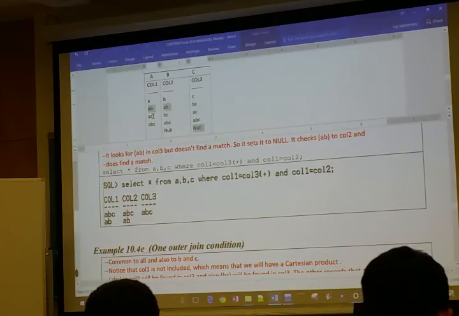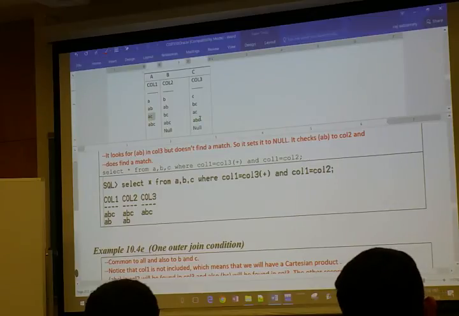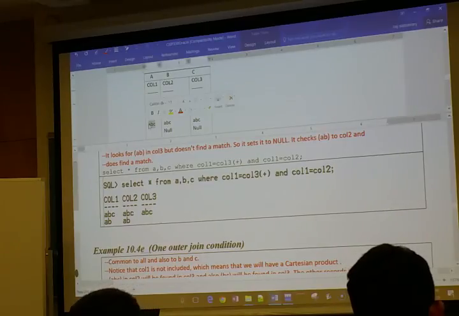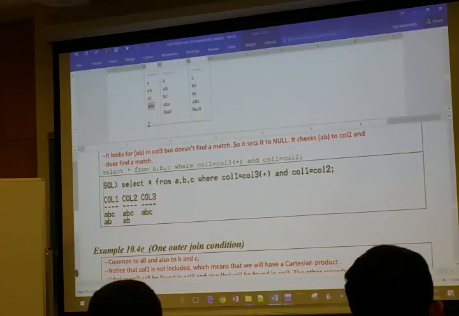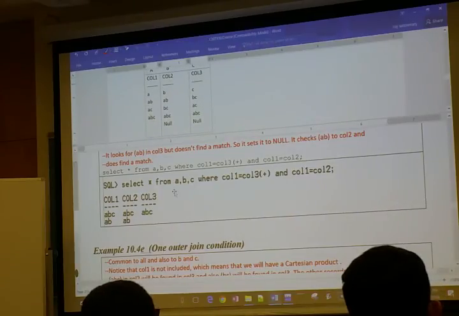Then we go with the AC. Does AC match up with anything in here? The answer is yes. And then does column 1 equal column 2, anything in here? No. And so we abandon that. And of course the ABC matches up, which means that it's first and foremost an inner join, and then we actually put these additional rows in there as well. Okay, so there is that.